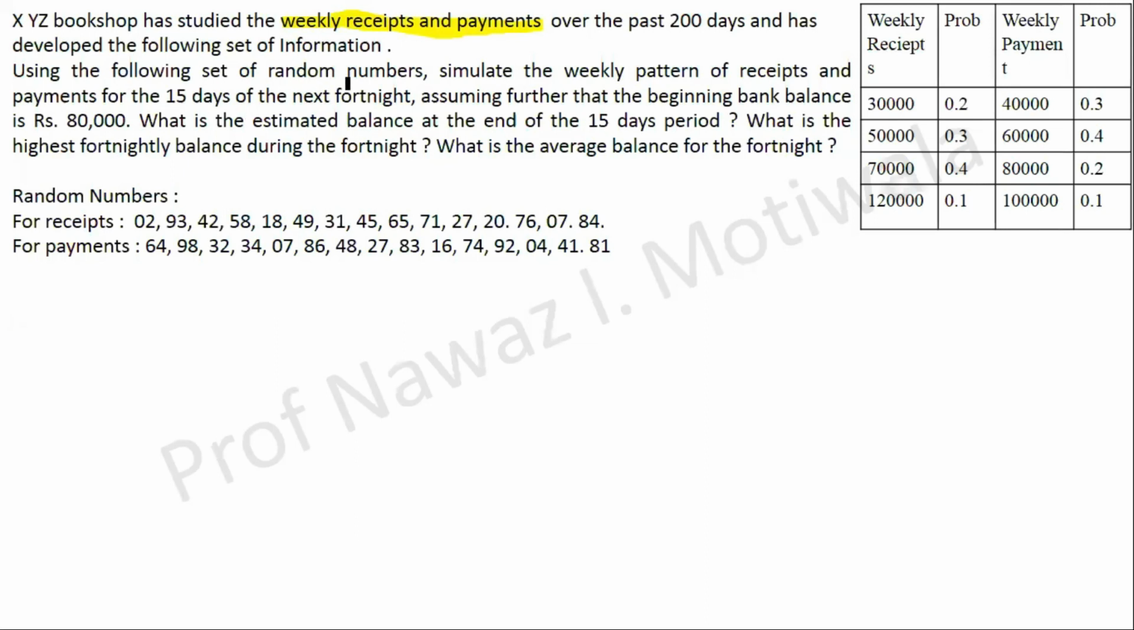Using the following set of random numbers, simulate the weekly pattern of receipts and payments for 15 days. So, in short, what we need to do for the first day, how much there will be receipts and how much there will be payment. Similarly, for the second day, how much there will be receipts, how much there will be the payment. Simple, how much came in and how much went out, that we have to simulate for 15 days.